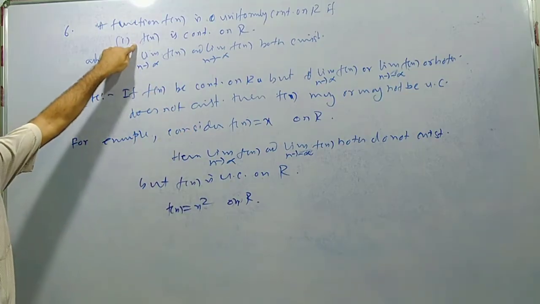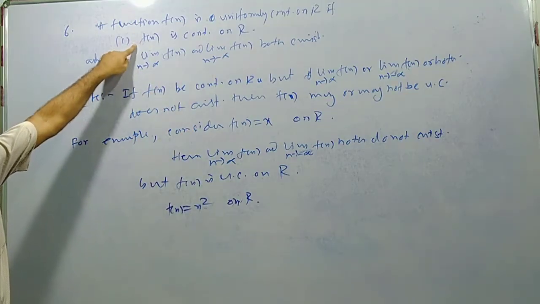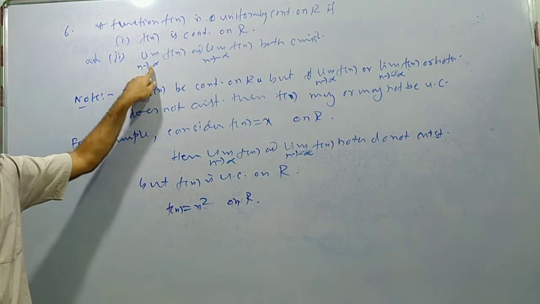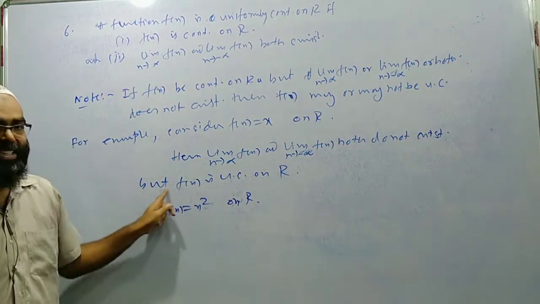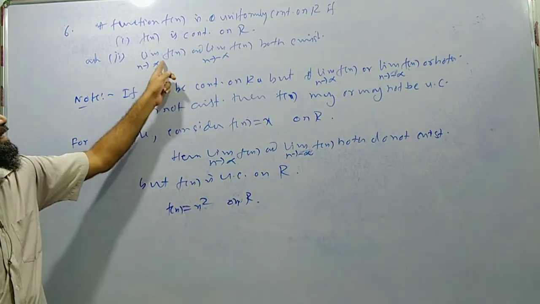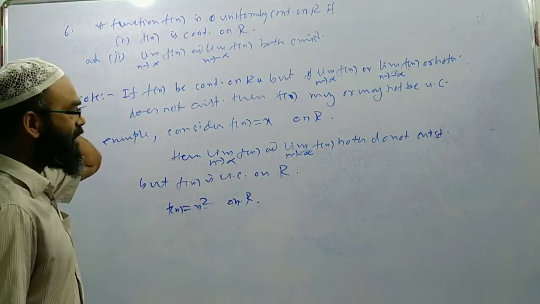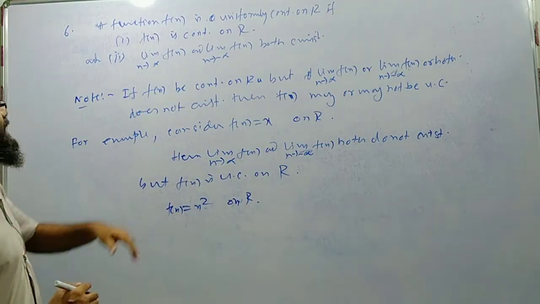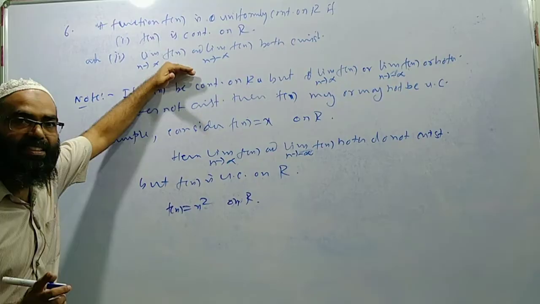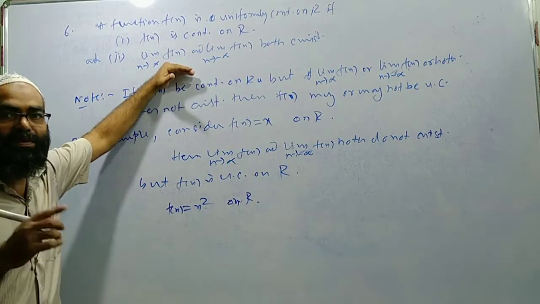This condition is satisfied, but this condition is violated. The limit as x tends to infinity, f(x) becomes infinity. This does not exist. So if this limit does not exist, then the result will be as follows.